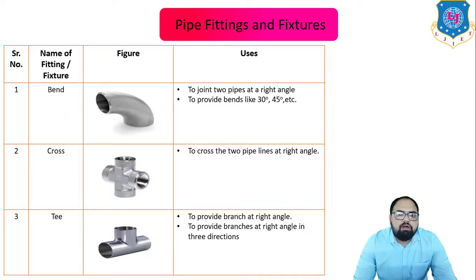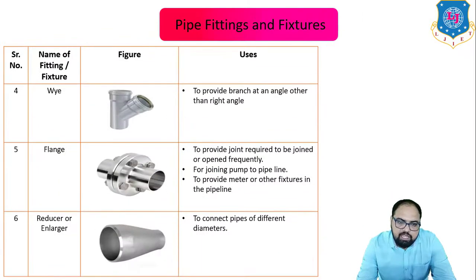So you can see this type of band is used to join two pipes at a right angle, and the angle may be provided like 30 degree and 45 degree. The second is the cross. So this type of cross is used to cross two pipelines at a right angle. Okay. The third one is the T. So this T is used to provide branches at right angle in three direction. The fourth one is the way. So the way is to provide branch at angular other than the right angle.